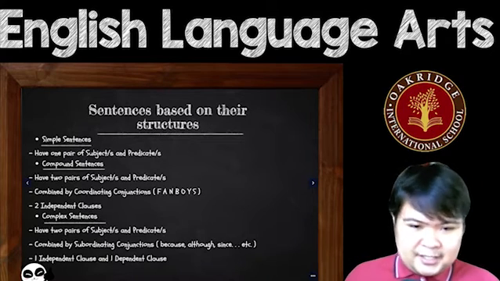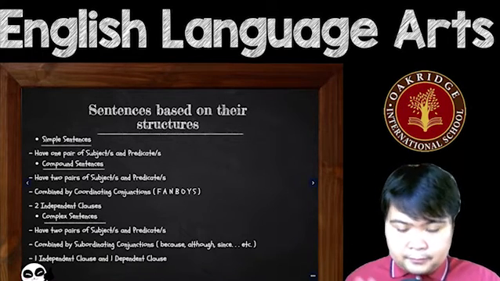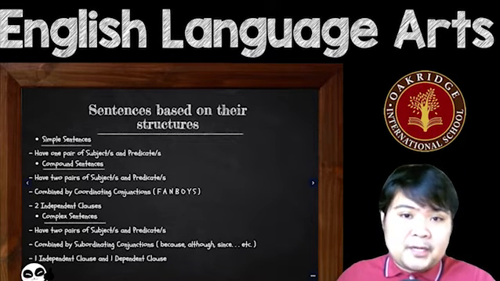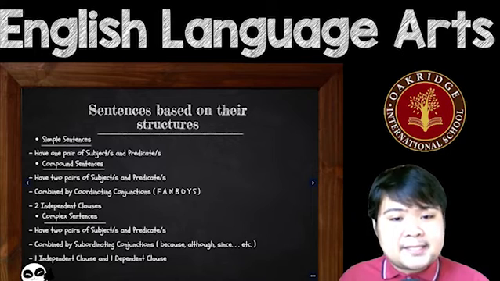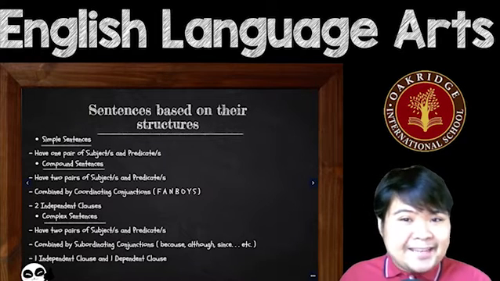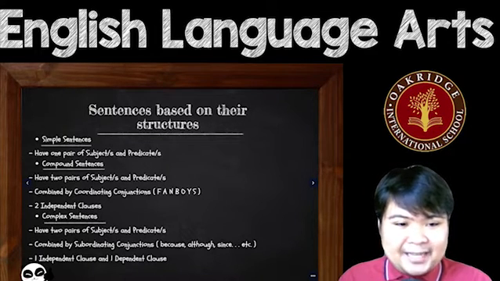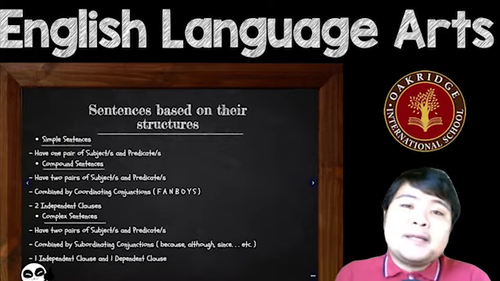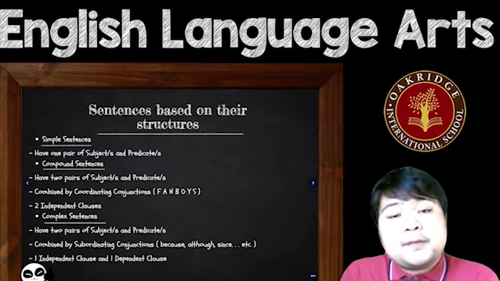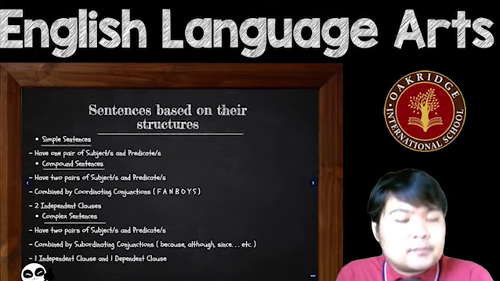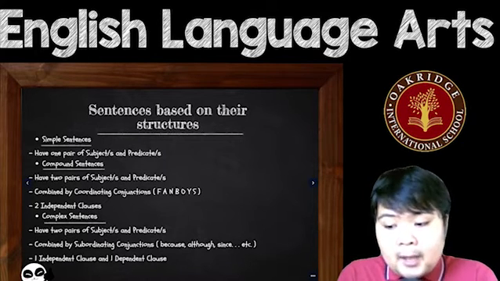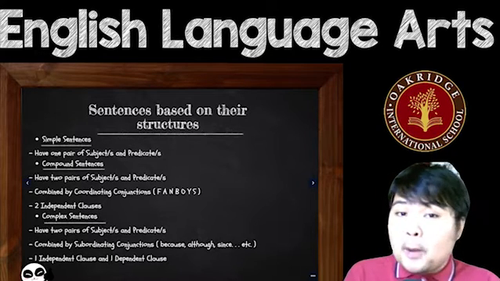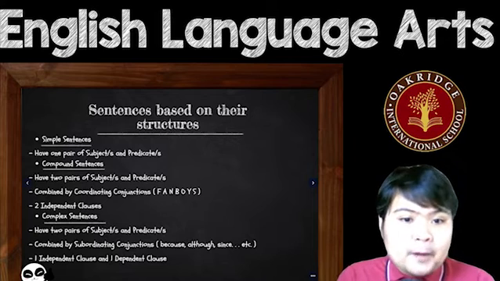What about the structures? Remember, I said there are 4, but we will only be discussing 3. The 3 structures that we're going to be discussing would be simple sentences, compound sentences, and complex sentences. All right. Let's go with the very first one. Simple sentences. Basically, kids, simple sentences have one pair of subject and predicate. Remember, there could be more than one simple subject or more than one simple predicate. These are what you call compound subjects or compound predicates.